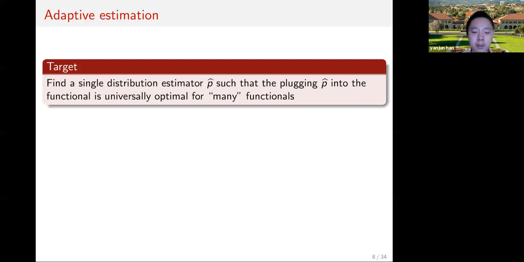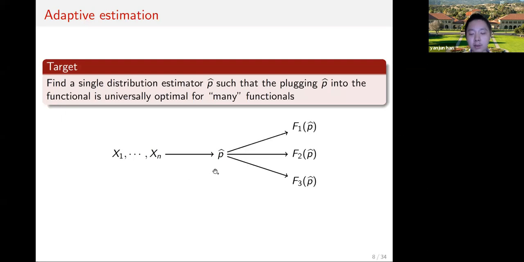As a pictorial illustration, the learner only knows the observations from x1 to xn, based on which the learner computes an estimator p hat for the sample. And when we go to the function estimation problem, suppose we have several functionals, then the learner just plugs in the same p hat into those functionals and hopes that the resulting estimators are optimal for the respective tasks.